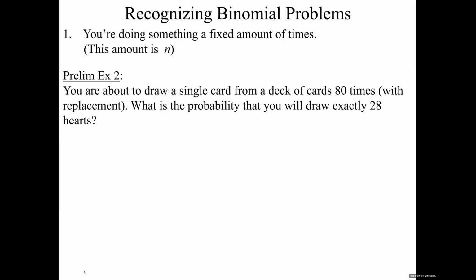Drawing a single card from a deck 80 times? Yeah, so we're going to draw a single card from a deck of cards, and we're going to do that over and over again 80 times. That means little n is 80. It's how many times we do it total. I know there's another number here. We'll get to that later. But n is how many times we do whatever we're doing total.